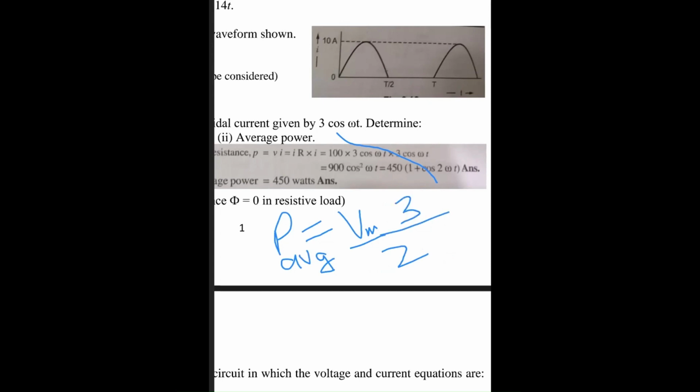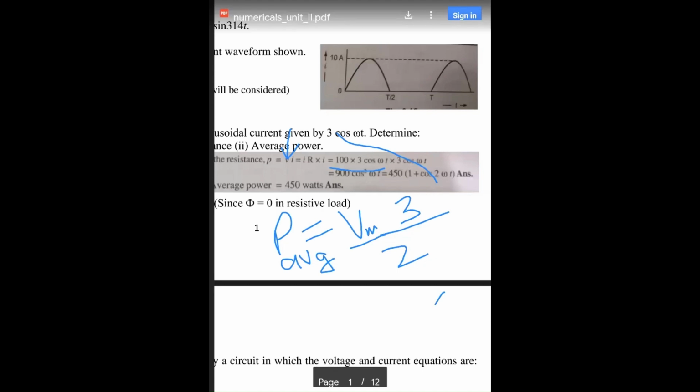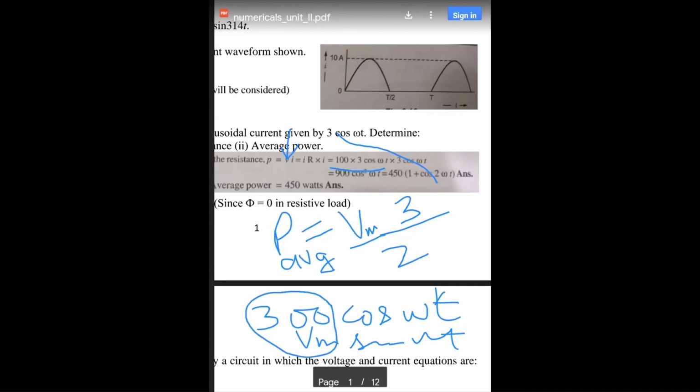What is the instantaneous value of the voltage? IR, so 100 into 3, it becomes 300 cos omega t. This is the instantaneous value of the voltage. And what is the formula of instantaneous value? Vm sin omega t or cos omega t, both are interchangeable. So this is the maximum value of voltage, 300. We can substitute this here.